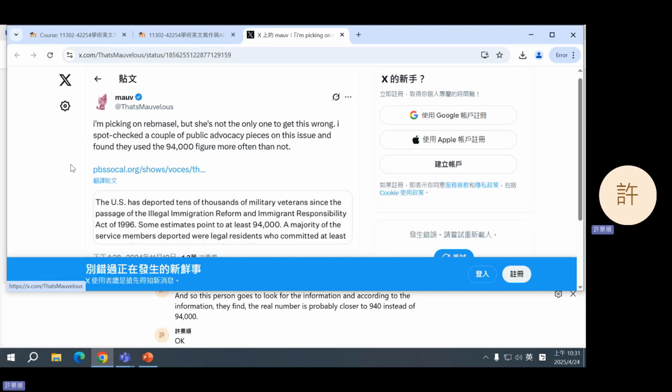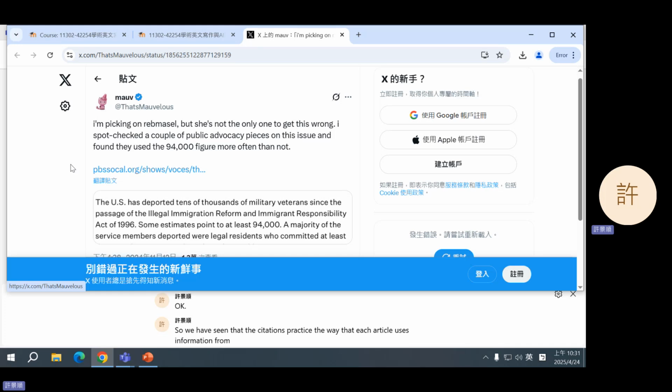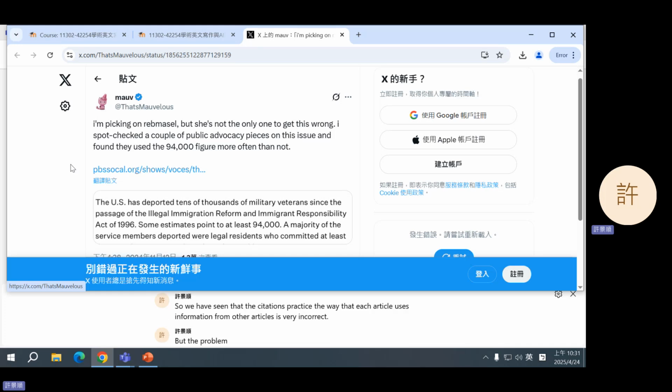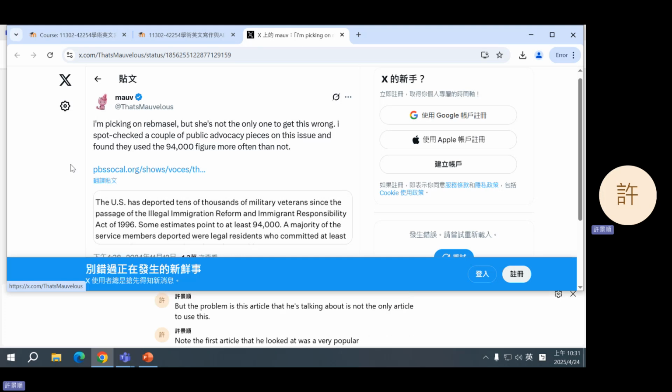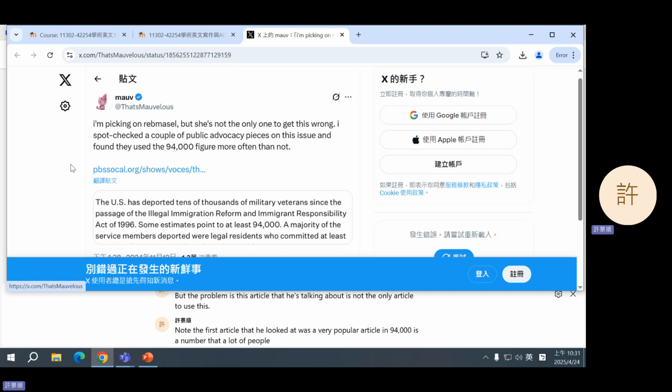Okay, so we have seen that the citation practice, the way that each article uses information from other articles, is very incorrect. But the problem is, this article that he's talking about is not the only article to use this number. The first article that he looked at was a very popular article, and 94,000 is a number that a lot of people use.